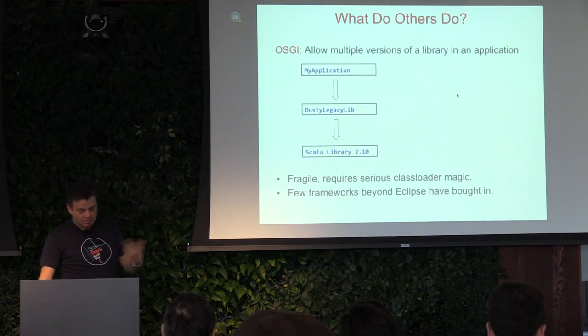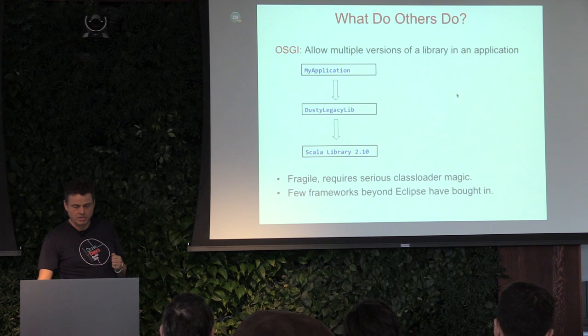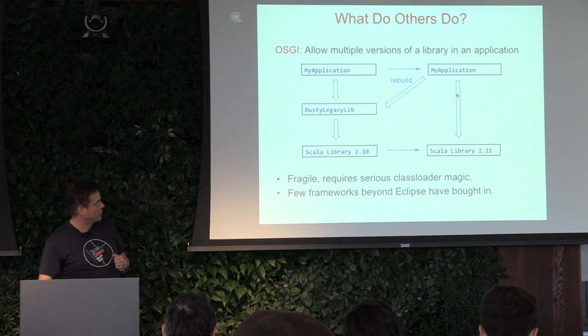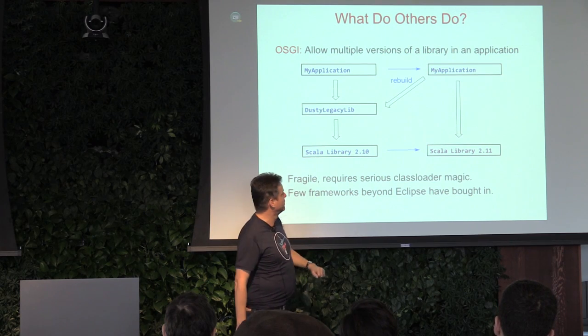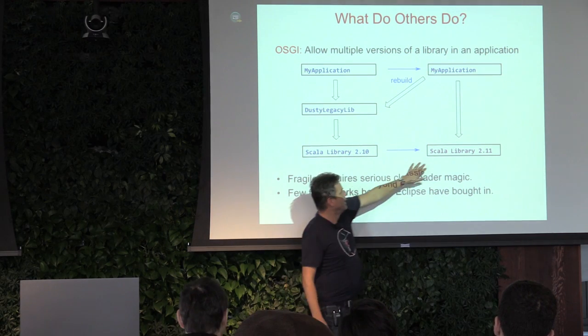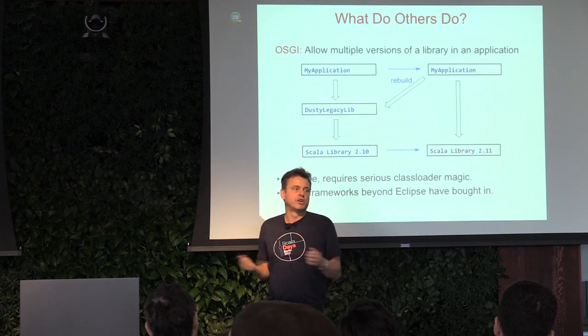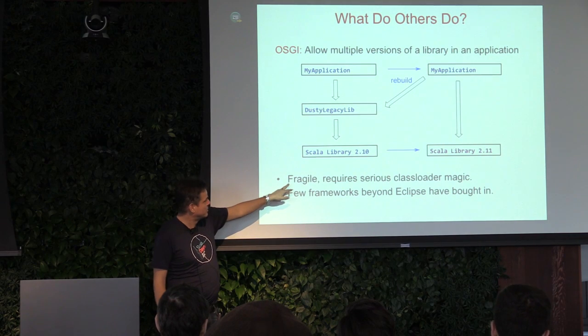Okay, so that was Java. The other thing that a possible solution to the problem would be OSGi. So OSGi allows multiple versions of a library in an application. So there, if we have the same migration scenario from 2.10 to 2.11, you could just rebuild your application and not touch just the legacy lib. And then you would just run the whole thing with the 2 versions of the library, which happen to be in different OSGi containers. It requires a lot of work to make this happen correctly.